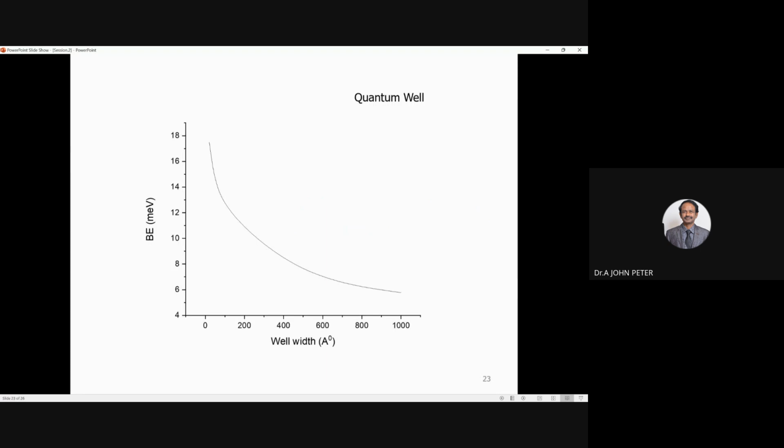Okay, so this is for the quantum well. I have drawn it smoothly using Origin software. This is also freely available on the net.